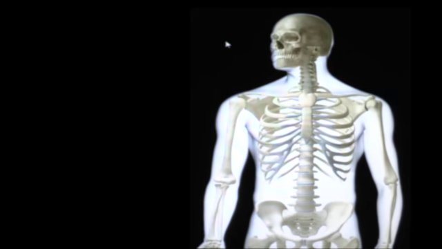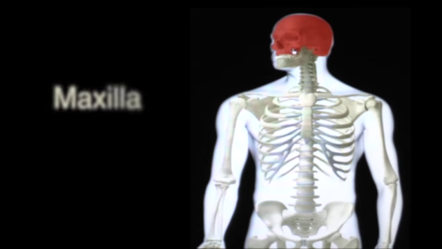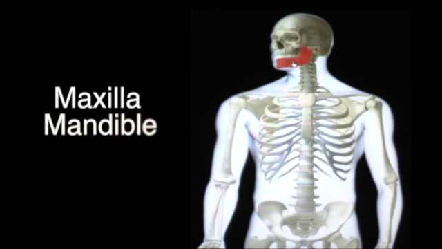Okay, so now we're going to have a look at the bones in the skeleton, starting at the top with the skull, known medically as the cranium. The bottom part of the cranium forms the upper jaw, which is known as the maxilla. The lower jaw is known as the mandible.